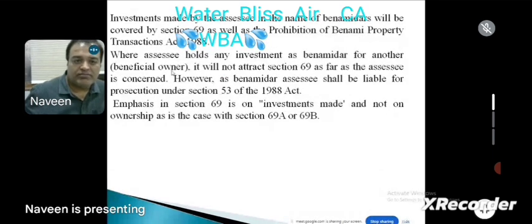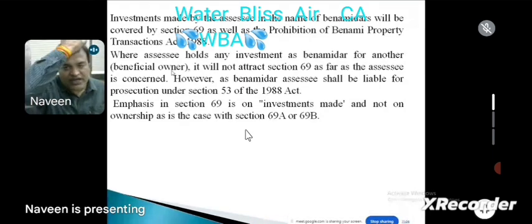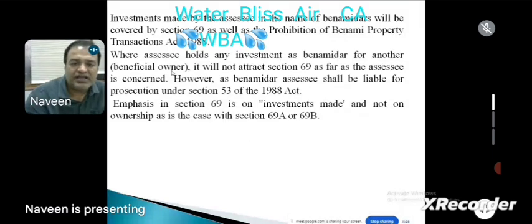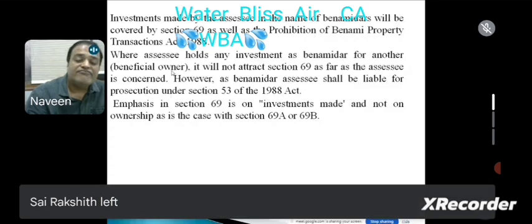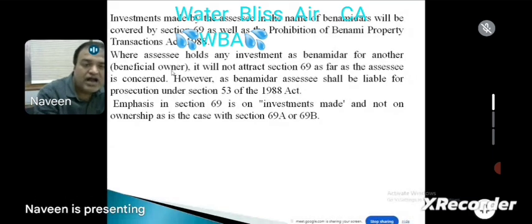Move forward. Investment made by the assessee in the name of a benami is to be covered by section 69 as well as the Prohibition of Benami Property Act. Correct? The assessee owns an investment as benami for another person, that is the beneficial owner. It will not attract 69 as far as the assessee is concerned. However, the benami assessee shall be liable for prosecution under section 53 of the PBPT Act, that is the Prohibition of Benami Property Transactions Act. Emphasis, I tell you again and again, in 69 is on investments made and not on the ownership, as is the case with 69A or 69B.